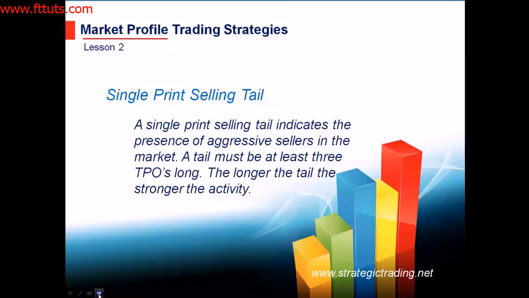Now, I told you we would also talk about a single print selling tail, and really it's simply the reverse of what we just talked about. A single print selling tail indicates the presence of aggressive sellers in the market. And once again, not just any tiny little tail, the tail needs to be at least 3 TPOs long. The longer the tail, the stronger the activity.